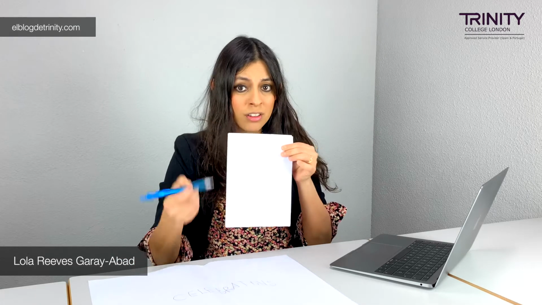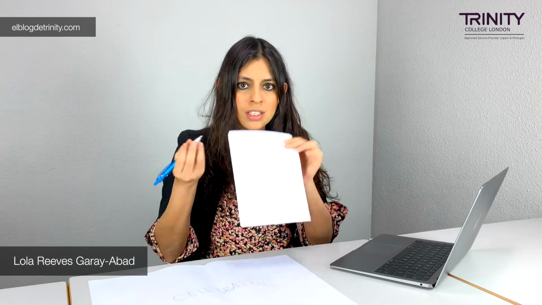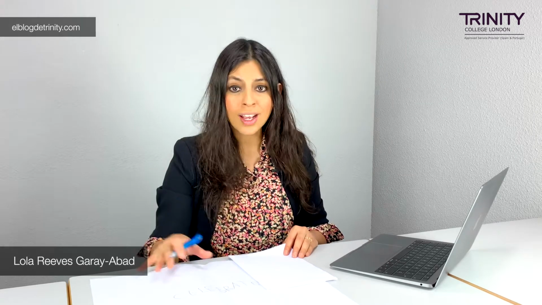And what do they have to do? With the help of everybody in the group, they have to look at the poster and write the title of the topic. So for example, in this case, celebrations. So they write the title of the topic, and then they have to look at the poster that they have in front of them and make a list of everything they see on the poster.